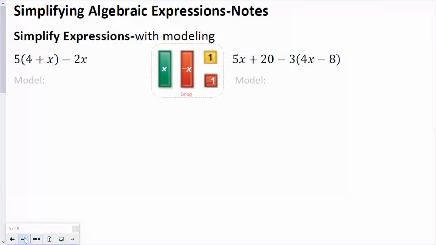So let's look here. We have first example that we are going to model. Now, modeling does not mean just solve. It means you are putting down some type of representation, drawing variables, integers, chips of how you would solve this. Okay, so when I look at 5 times the sum of 4 and x minus 2x, this 5 here tells me that means there's 5 sets of this 4 and x.